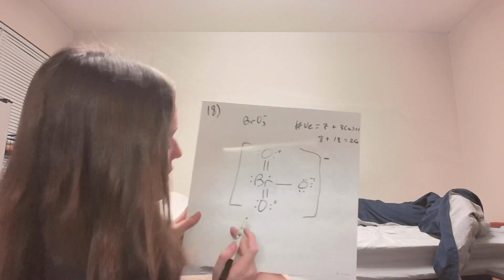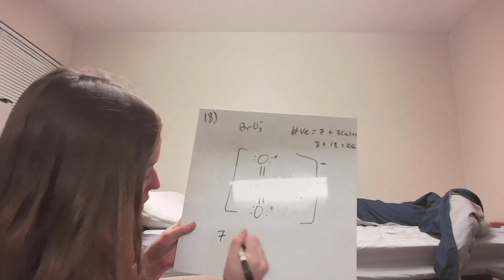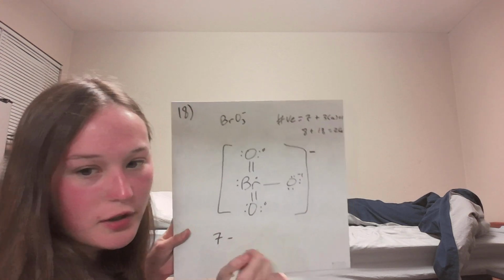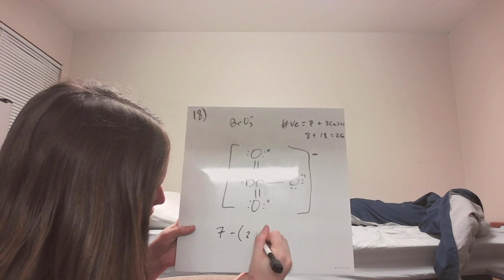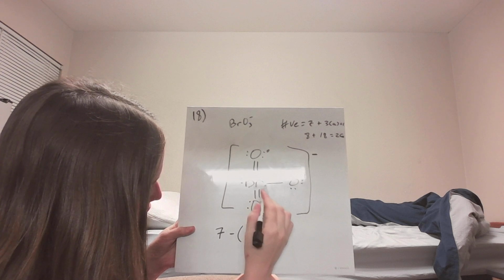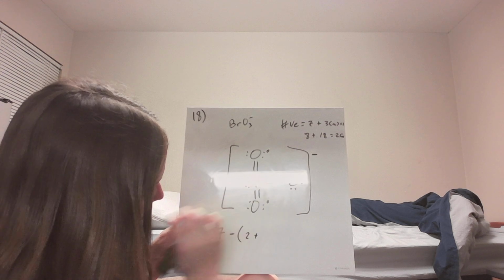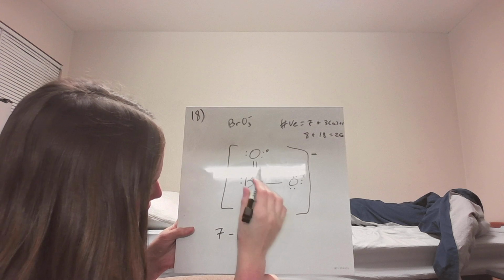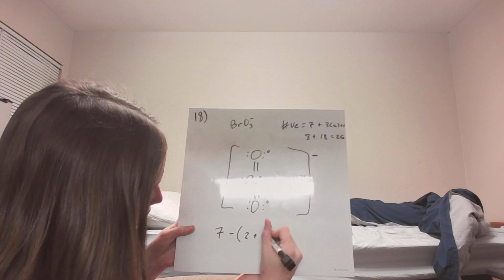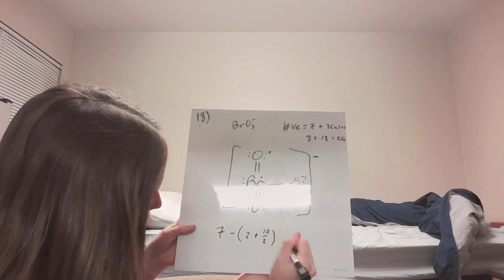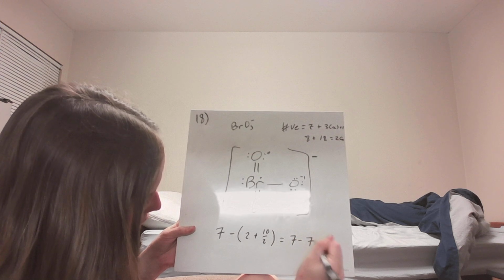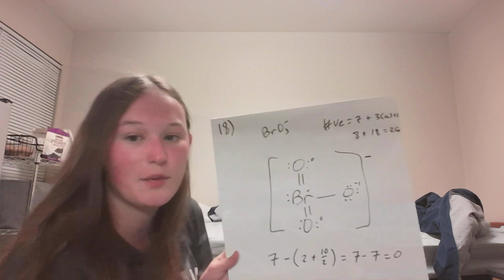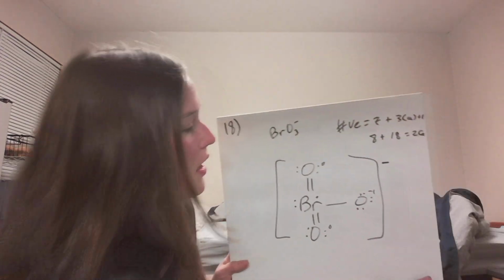I can prove to you that it has 0 formal charge. It's going to be 7 minus, use the formula from earlier, I'm not writing it again, 2 plus 2, 4, 6, 8, 2, 4, 6, 8, 10, so 10 over 2, so we're going to get 7 minus 7, it's going to be 0. So that's how we know. Anyway, sorry, can't count sometimes.